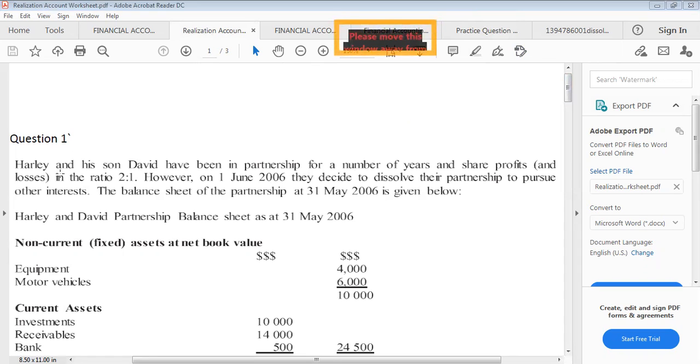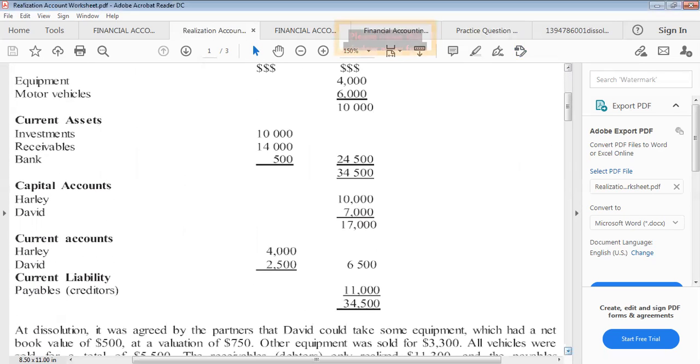Harley and his son, David, have been in partnership for a number of years and share profits. However, they decided to dissolve their partnership. The balance sheet of the partnership at May 31 is given below. So you see these now. Equipment 4,000, material 6,000, cash 10,000, receivables 14,000, bank 5,500. Capital account Harley 10,000, David 7,000, and so forth. Right?